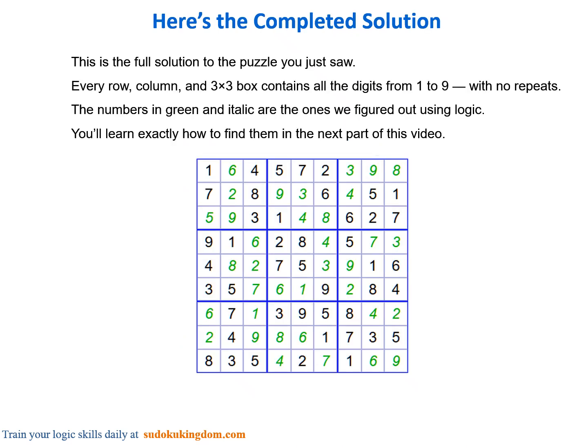Here's the completed solution. This is the full solution to the puzzle you just saw. Every row, column, and 3x3 box contains all the digits from 1 to 9 with no repeats. The numbers in green and italic are the ones we figured out using logic. You'll learn exactly how to find them in the next part of this video.